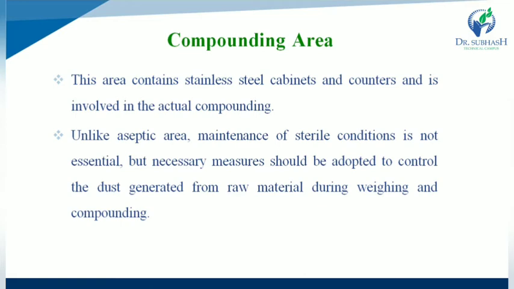According to their name, compounding areas are most widely used for compounding purposes. This area is made up of stainless steel cabinets and counters, and it is involved in actual compounding. Unlike the aseptic area, maintenance of sterile conditions is not essential, but necessary measures should be adopted to control the dust generated from raw material during weighing and compounding.